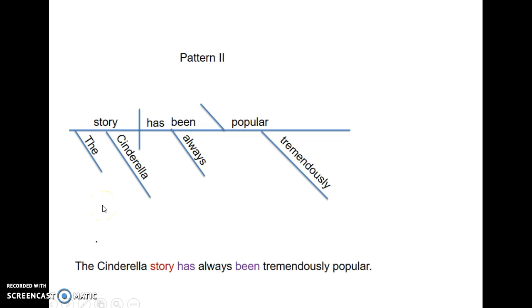And then we just need to put all of our modifiers in. So our subject has two modifiers. It has our definite article, the, and Cinderella is a noun, but in this case, it's functioning to define story. So it's functioning as an adjective. So that goes below story. Always is an adverb. It's answering the question of time. And so when you're dealing with time, that's going to be an adverb. So it goes below the verb that it's modifying. And tremendously is another adverb that's modifying the adjective popular.